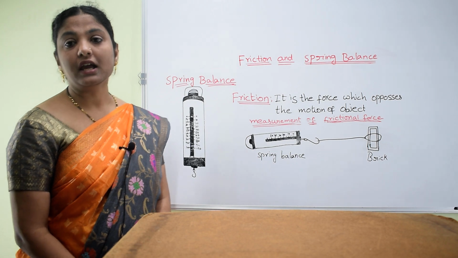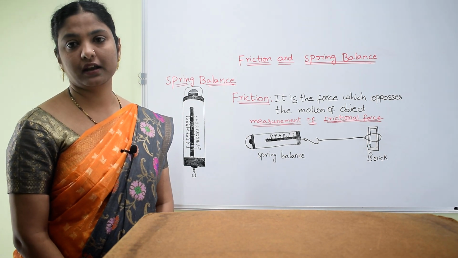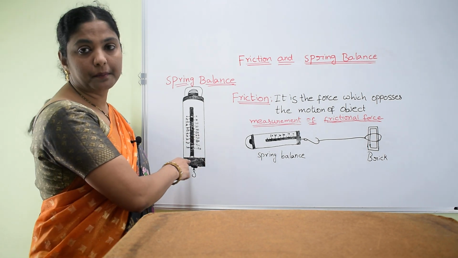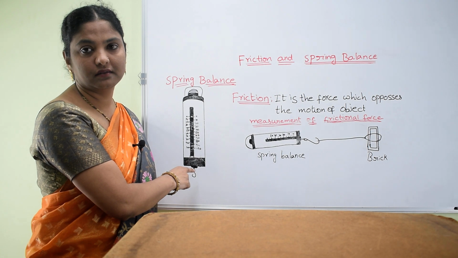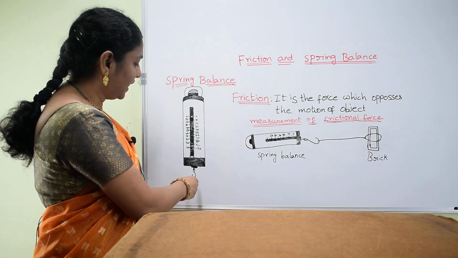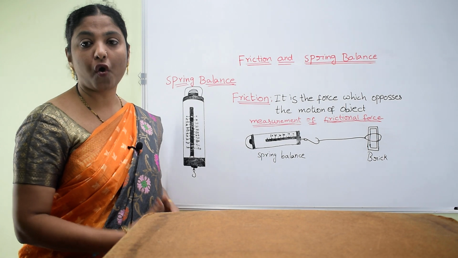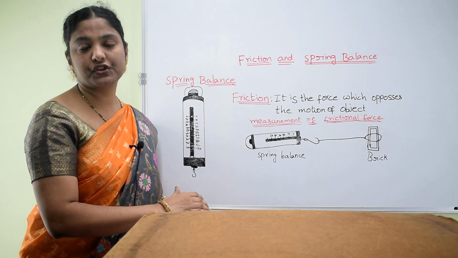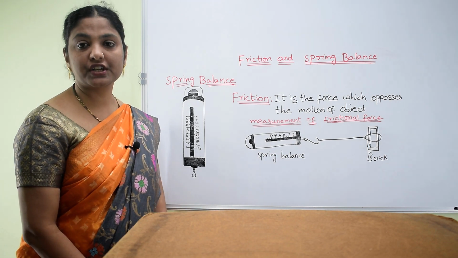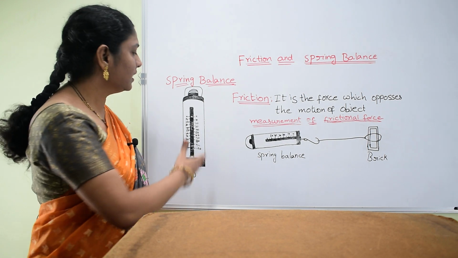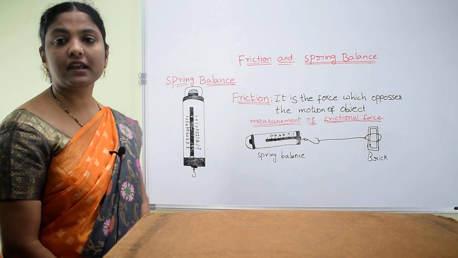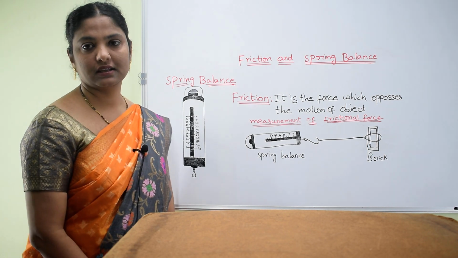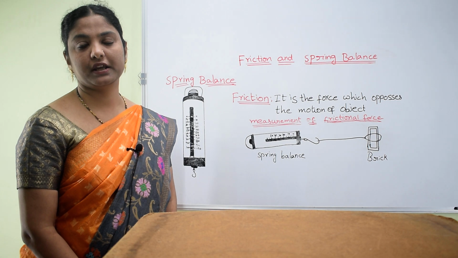First, I will explain the working of this spring balance. Here, if you see, this spring balance consists of a spring. If we keep any weight, or apply any force at the end of the spring balance, then this spring is stretched. By that stretching, we find the reading on the spring balance. That reading tells how much force we applied on the spring balance. This is about the working of the spring balance.